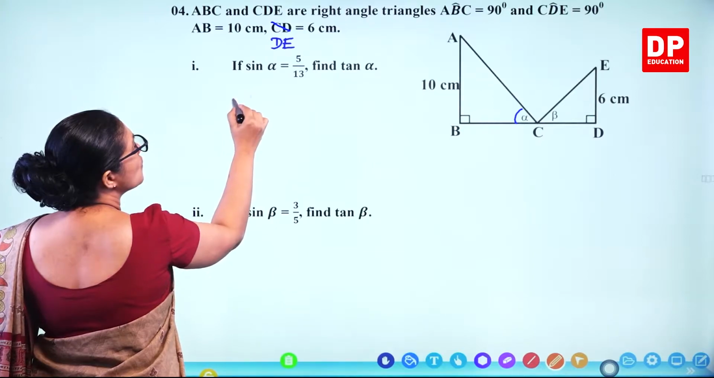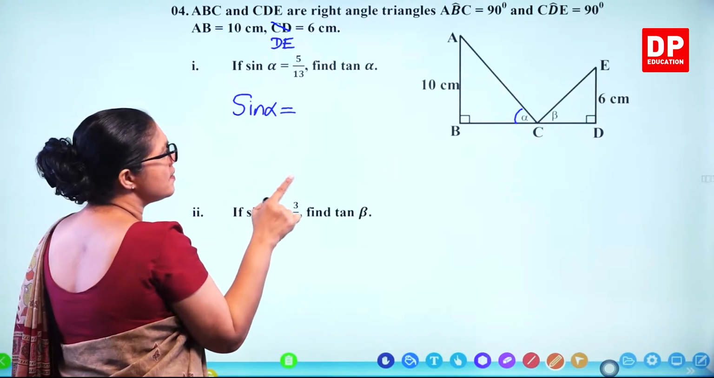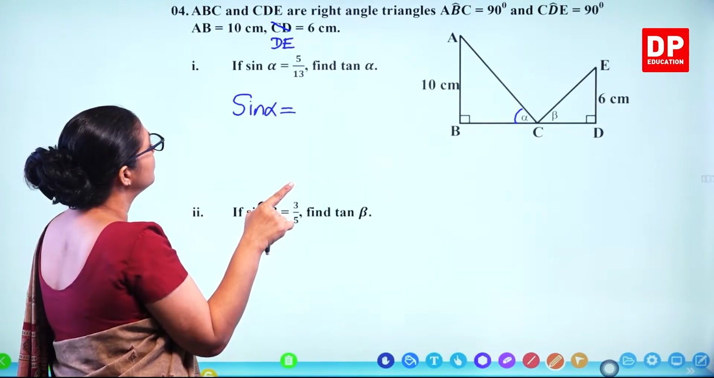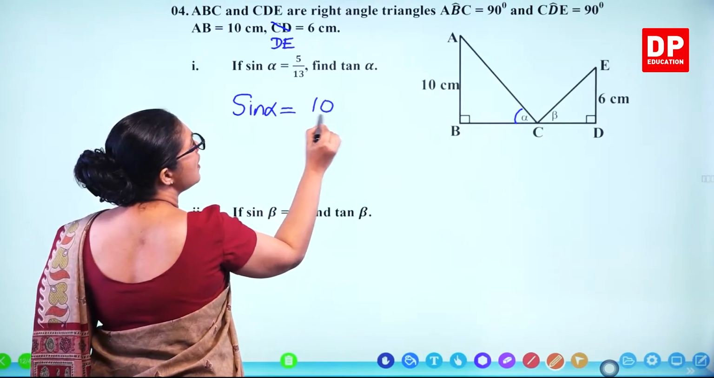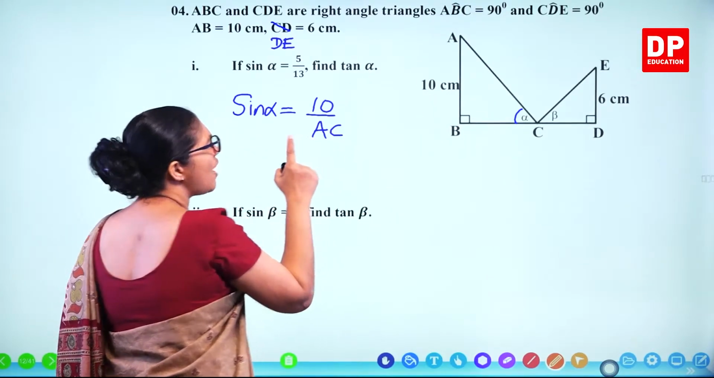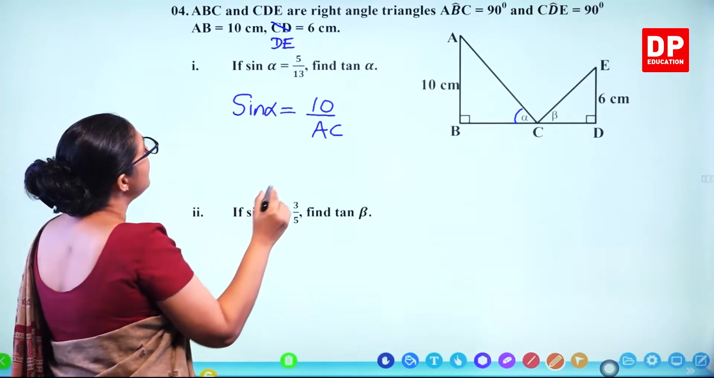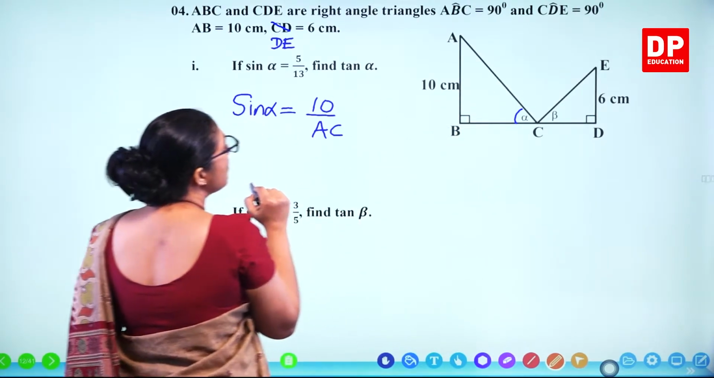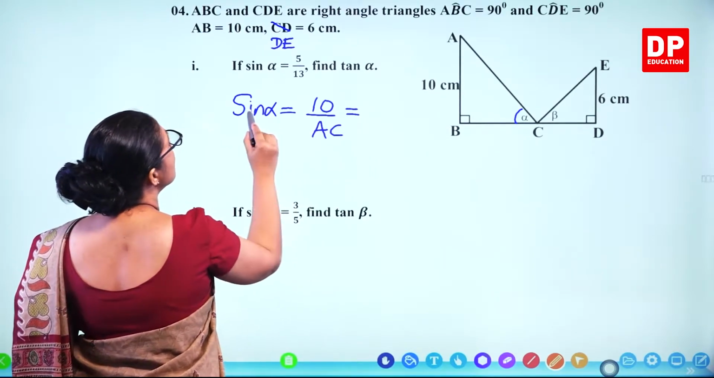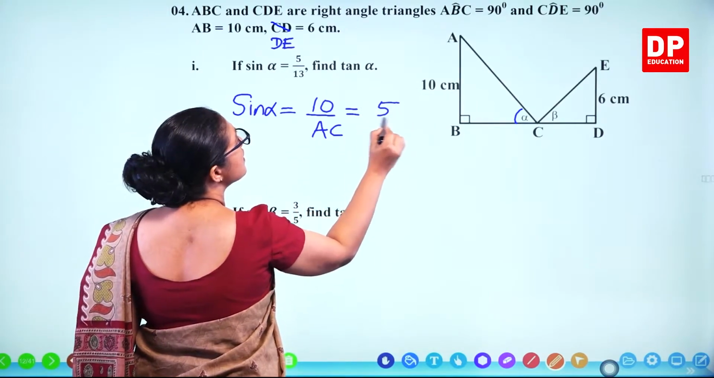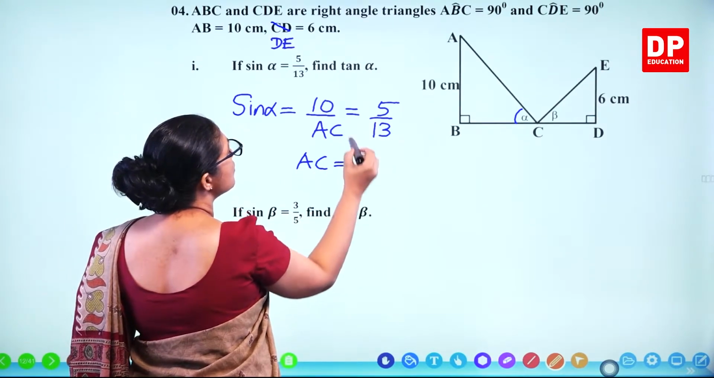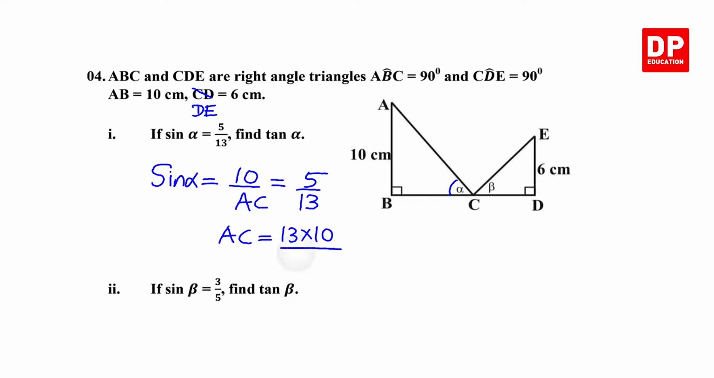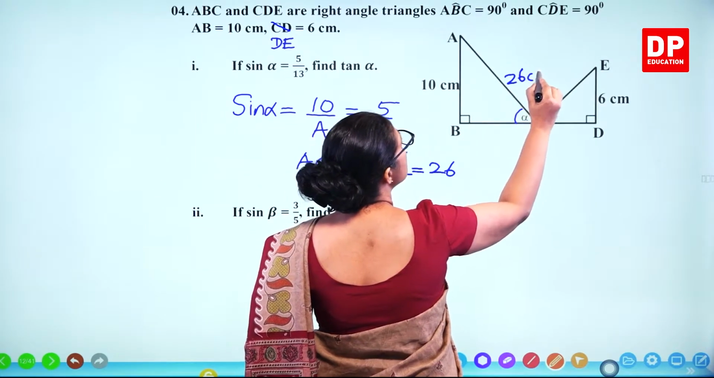Sine alpha is equal to, so what's this one? Sine alpha is 10 over AC. So you have to write in terms of AC. Then what about this one? Sine alpha. It's given 5 over 13. Then you can find the AC value straight away. AC is equal to 13 times 10 divided by 5. 5 times 2, that's 26. So this is 26 centimeters.